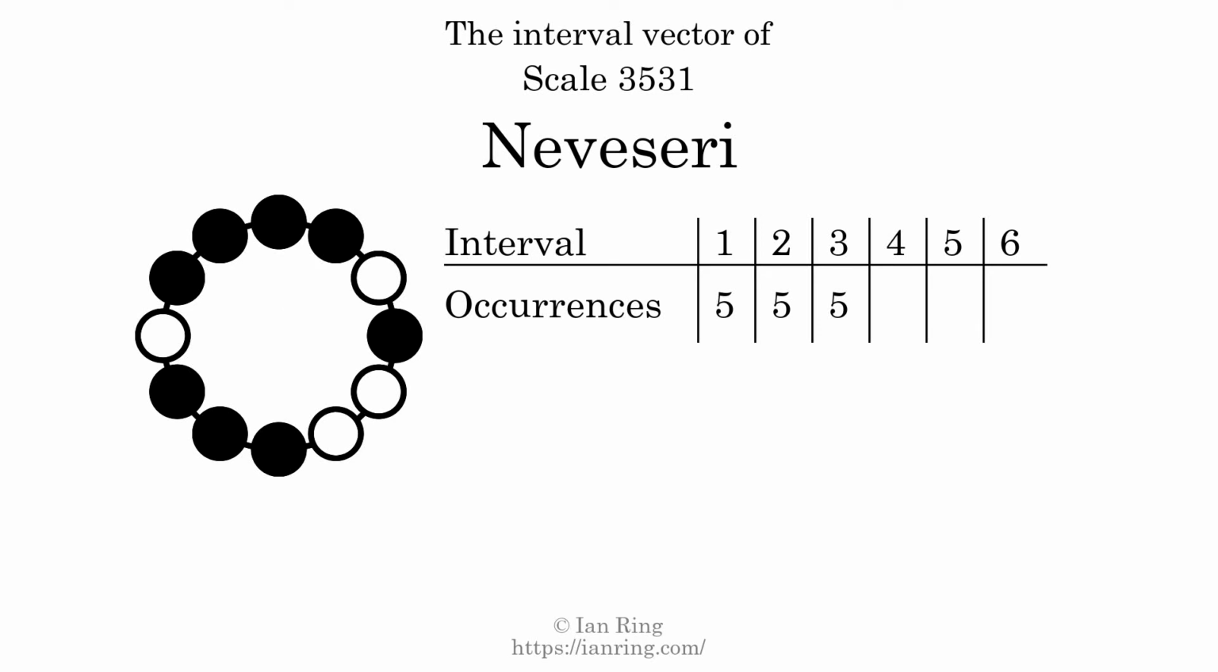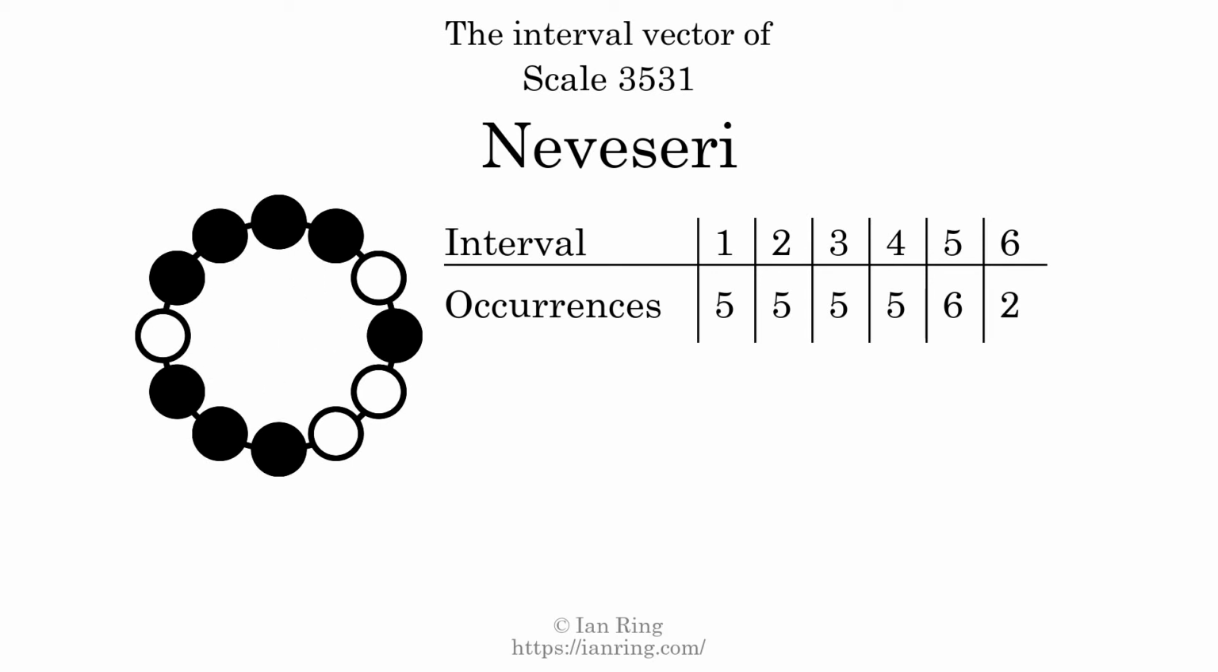There are 5 intervals with the size of 3 semitones. They are here, here, here, here, and here. There are 5 intervals with the size of 4 semitones. They are here, here, here, here, and here. There are 6 intervals with the size of 5 semitones. They are here, here, here, here, here, and here.